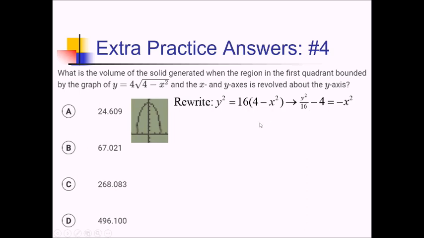So at the end of the day here, I can write x equals, and I'm actually going to name this f of y, just so I don't have to keep writing it over and over again. That's going to equal the square root of 4 minus y squared over 16. Cool. All right, so what do we do with this?